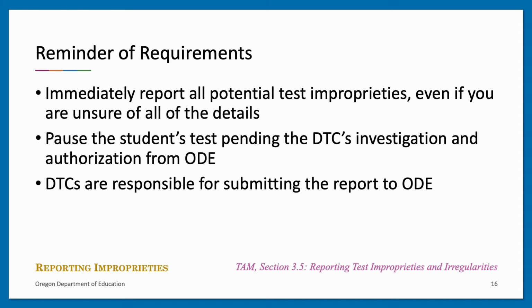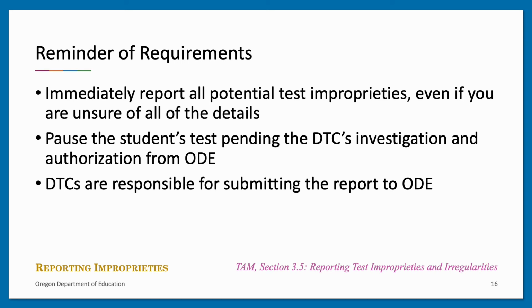Immediately pausing tests impacted by a potential test impropriety or irregularity and not resuming testing before the DTC's full investigation and confirmation from ODE regarding the outcome mitigates impact on students. In some cases, allowing a student to continue testing before resolving the issue can significantly limit the options available to that student. Resuming testing before resolution can make the difference between whether the tests impacted can be reset and remain valid or must be invalidated, and that testing opportunity lost to the student or students.